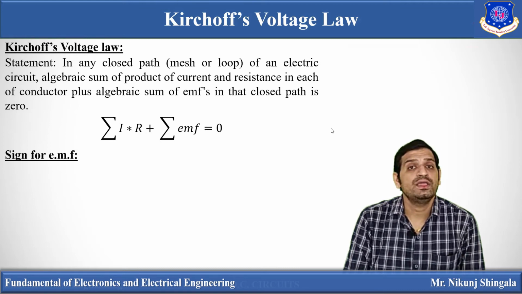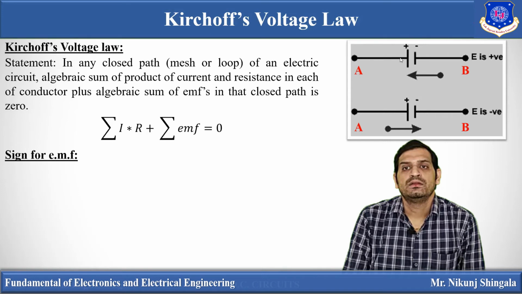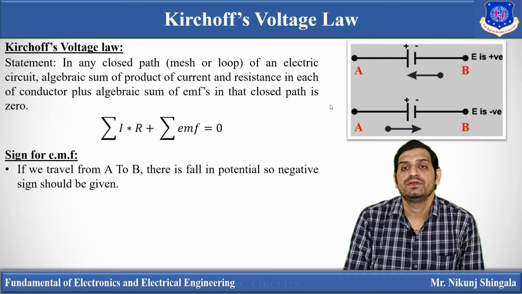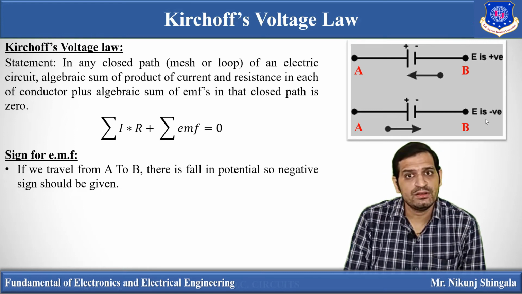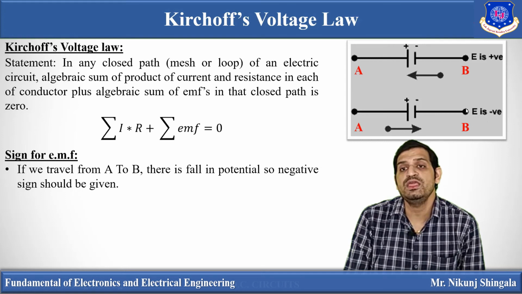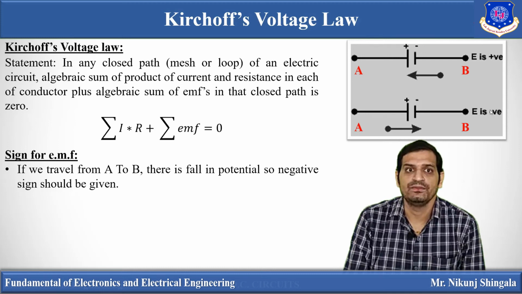Now the sign for EMF. Here one branch is there, the AB branch. Now if in this branch we travel from A to B, we are traveling from higher potential to lower potential, from the positive terminal of the battery to the negative terminal of the battery. So there is a fall in potential, so the negative sign should be considered. So E is considered to be negative.